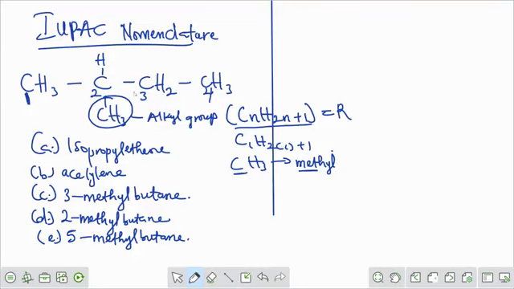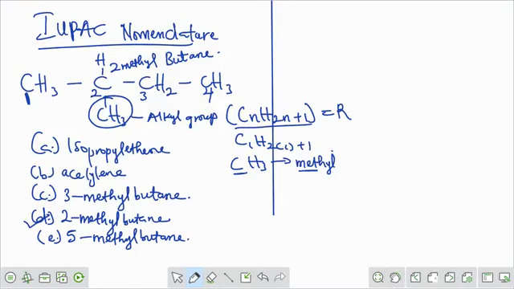Now how many carbons do we have? We have 4 carbons, and 4 carbons means but. And if you look at this, do we have any double bond? If you know that there's no double bond there, drop it in the comment section. So we have no double bond, so that is butane, ane. So we now have 2-methylbutane. So that's our answer.